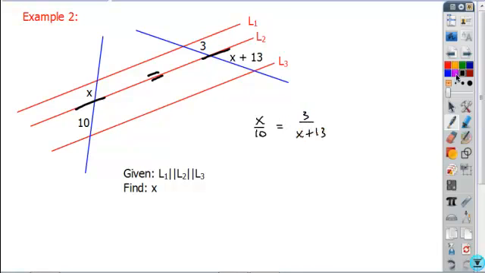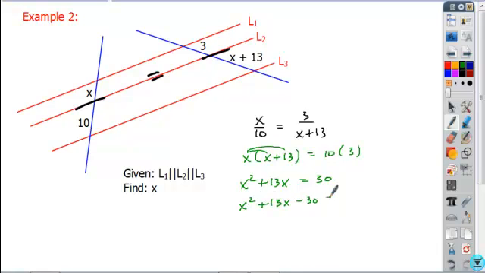And then solving this, you can cross multiply. X times x plus 13 is equal to 10 times 3. Distribute your x through and get x squared plus 13x is equal to 30. If you recall from algebra, anytime you're working with a quadratic equation, you move all your terms to one side, and then look to factor. Set your factors equal to 0 and solve by using the zero product rule.